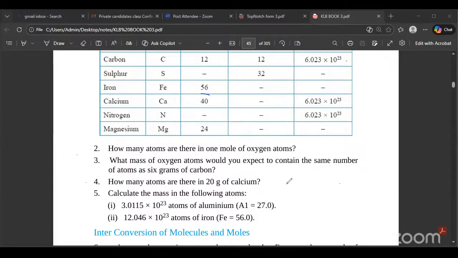Of course, the teacher always solves the easiest one. I think mine is the easiest, it doesn't even need a calculator. It becomes very easy. So they're saying calculate the mass in the following atoms: 3.0115 multiplied by 10 raised to 23 atoms of aluminium. And we have been given the RAM of aluminium. So we say 27 grams. This one now is the molar mass.